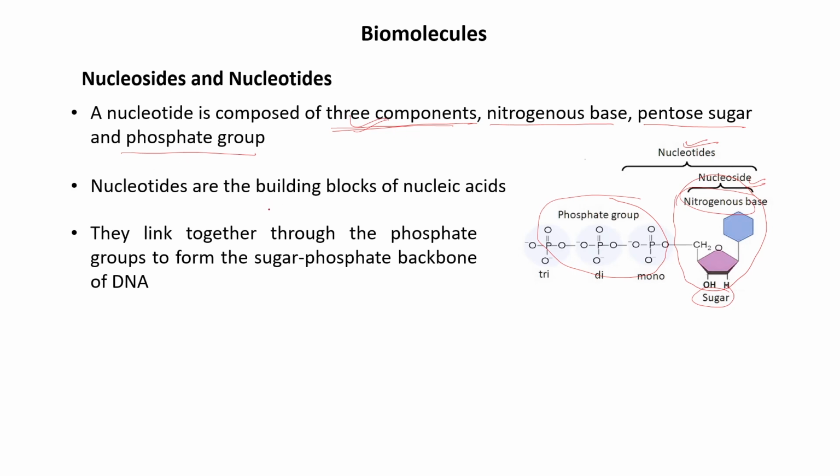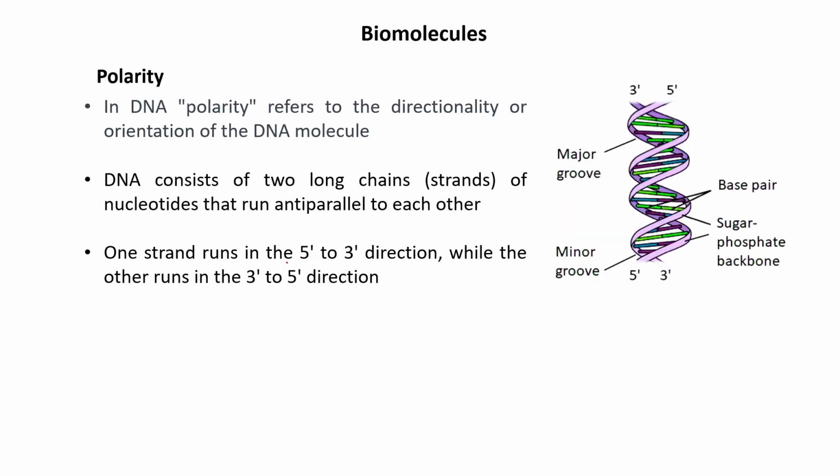Nucleotides are the building blocks of the nucleic acid. They link together through the phosphate group to form the sugar phosphate backbone of DNA. So this is very, very important. Sugar phosphate backbone. These bonds are formed and form a chain-like structure. You can see a chain-like structure, how this is formed.